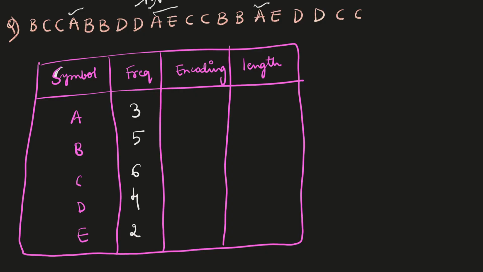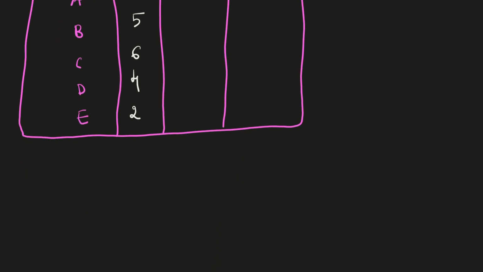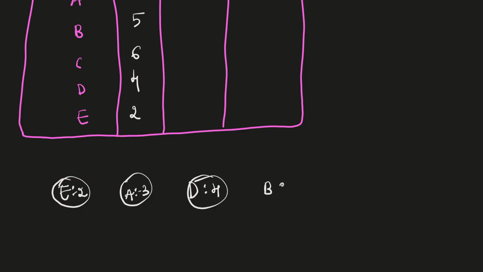Next what we need to do is encoding. For that we need to write down all the symbols in ascending order. A is having 3 but the smallest is 2, so we'll write E with 2 first. Then A is having 3. Then next we have D with frequency 4. Next we have B with frequency 5. And next we have C with frequency 6. You need to arrange them in increasing order.